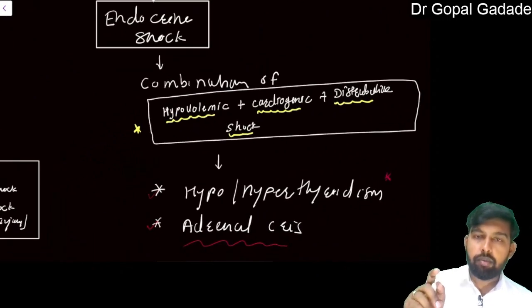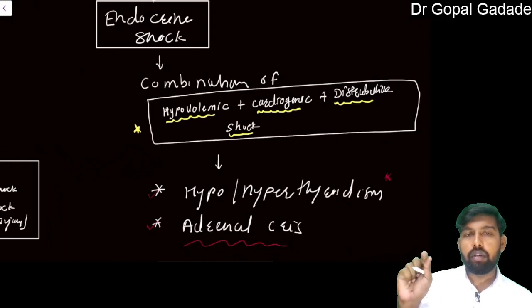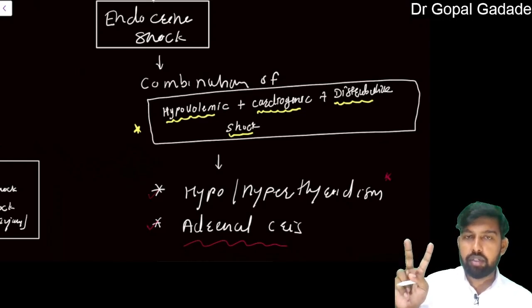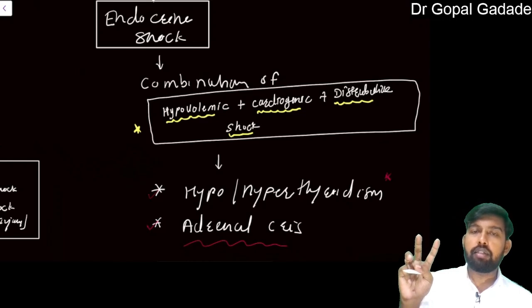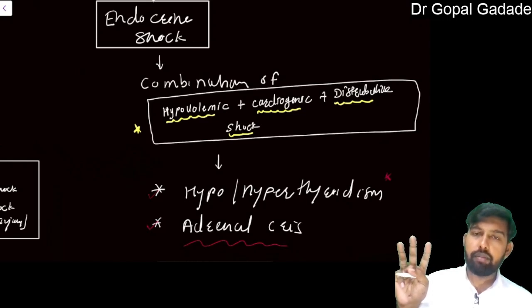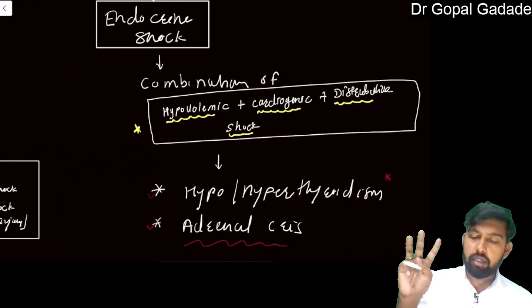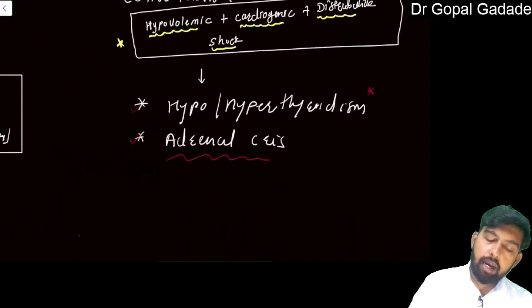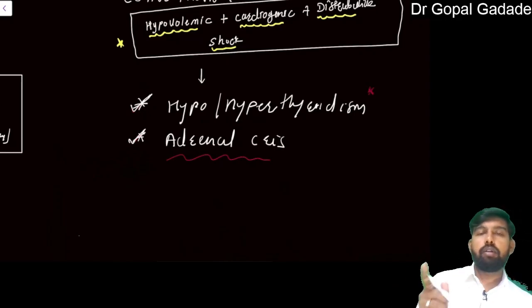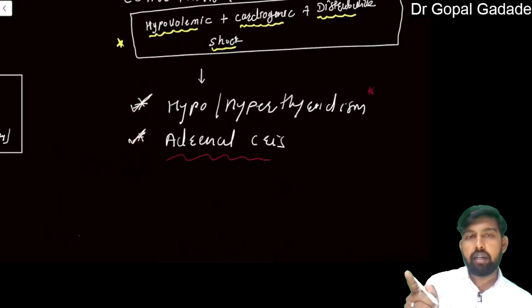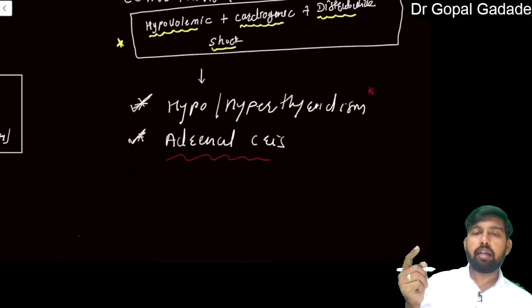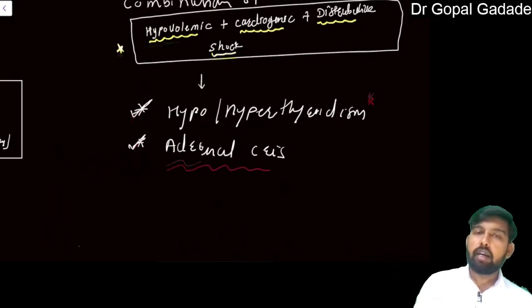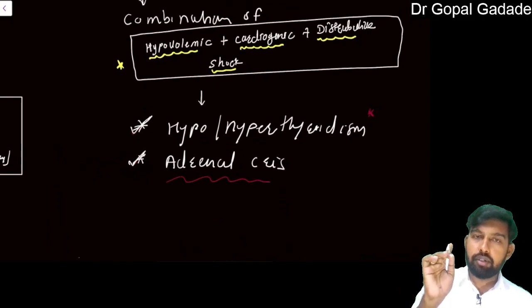Another, the last type, is the endocrine shock. Remember, it is a combination of three shocks: hypovolemic shock, cardiogenic shock, and distributive shock. Examples of the endocrine shocks are hypo or hyperthyroidism, or it can be due to adrenal crisis. Because this endocrine effect occurs at different levels, it can act at the cardiovascular level, or it can act at the cellular level. So it is a combination of the hypovolemic plus cardiogenic plus distributive.